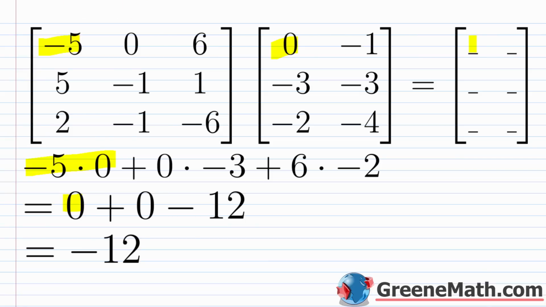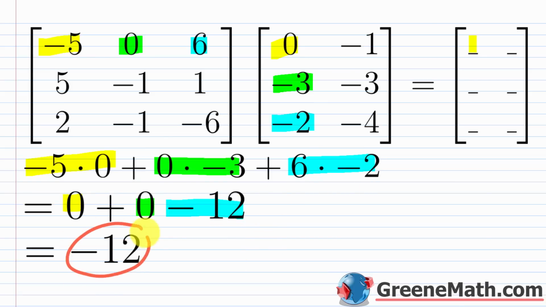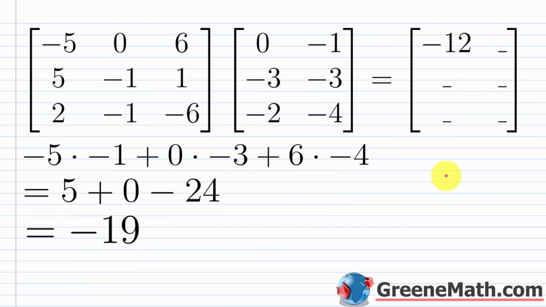Then let's slide down and we're going to do 0 times negative 3. So that's right here. So that's going to be 0. Then let's slide down. We're going to do 6 times negative 2. So that's right here. And that's going to be negative 12. So 0 plus 0 is 0. 0 minus 12 is negative 12. So we're going to take this negative 12 and we're going to put it right there. Let's put our negative 12 there. And let's come down. And now we can do the next one.